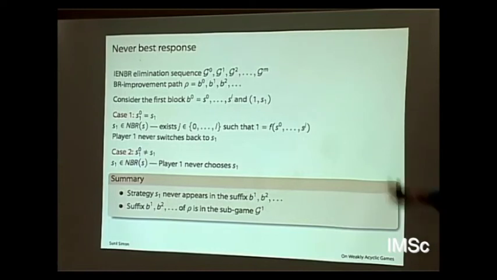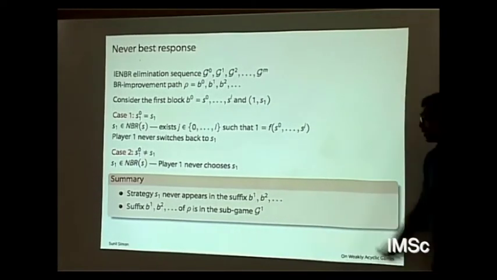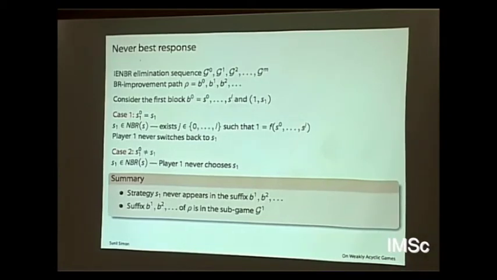Now you continue doing this. You're guaranteed that GM has exactly one strategy profile. Therefore, this path has to be finite. So that's the underlying argument.